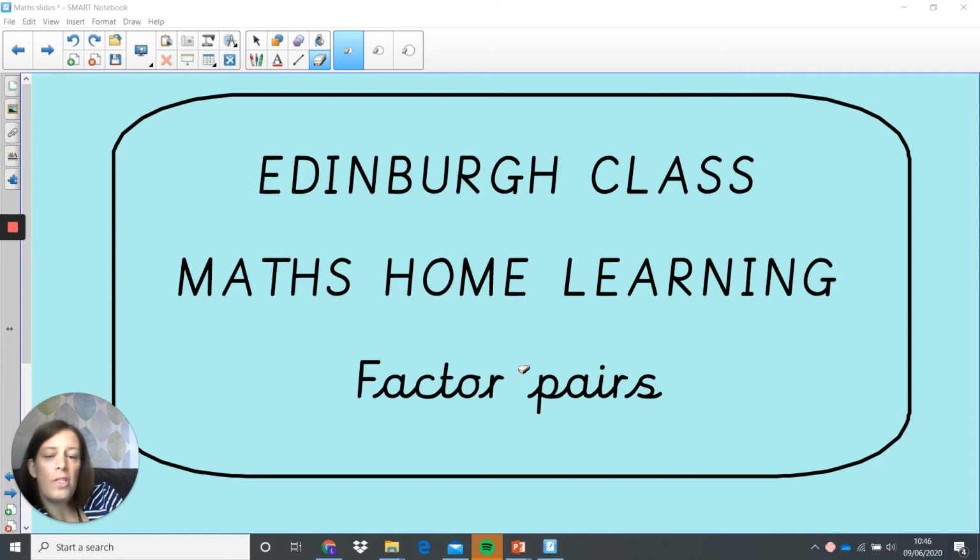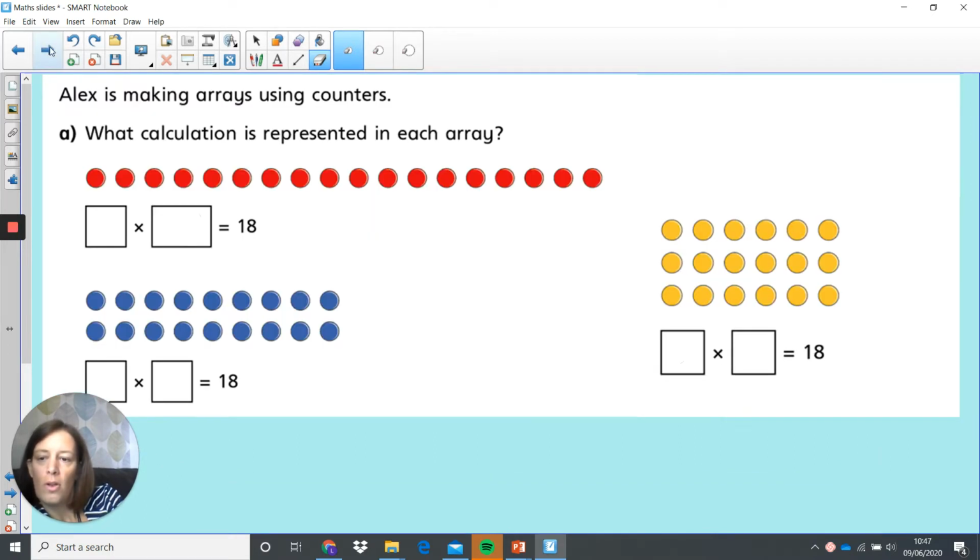Hello everyone, so today we're going to have a look at factor pairs. So having a think about different arrays, different representations of multiplications. Alex has made some arrays using these counters. He's made some different arrays for the number 18. What calculation has been represented in each array?